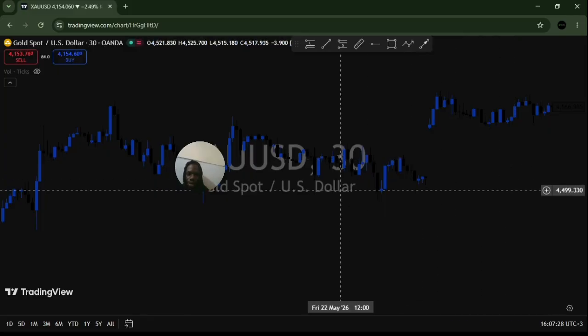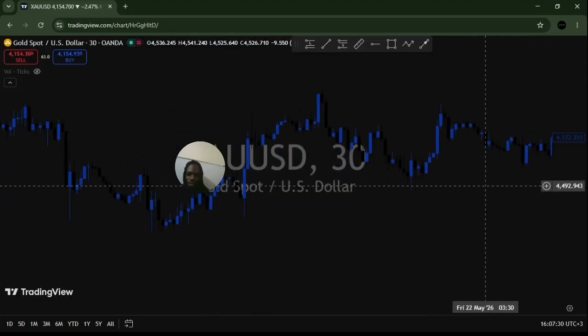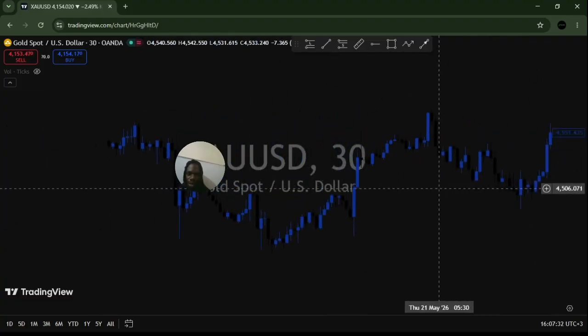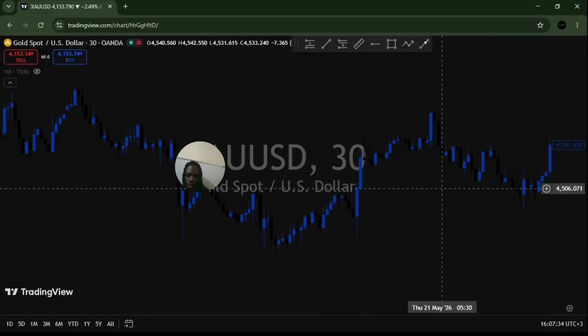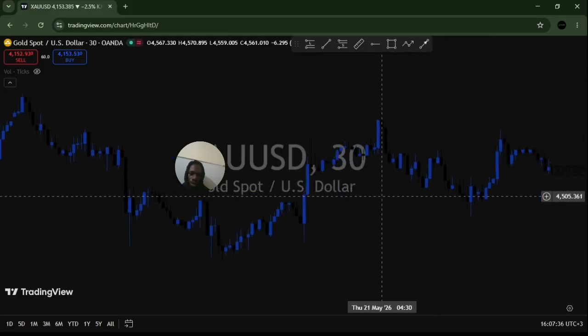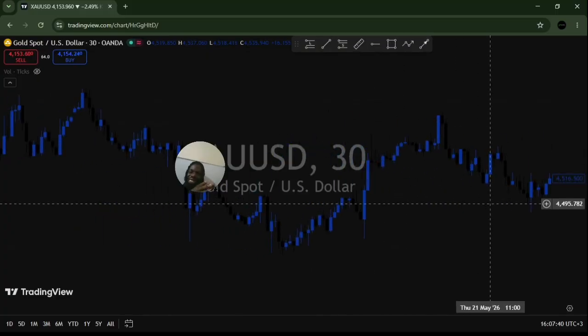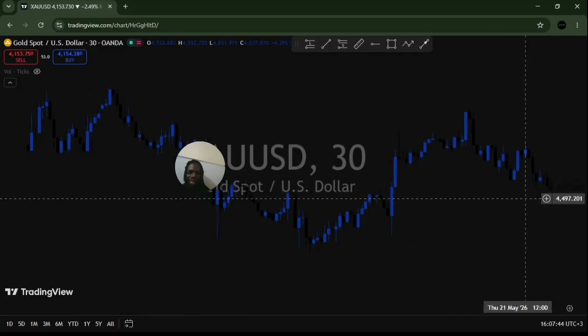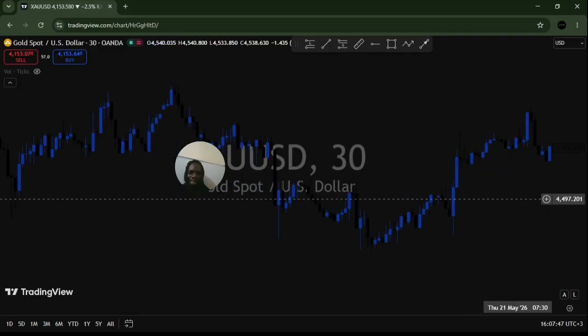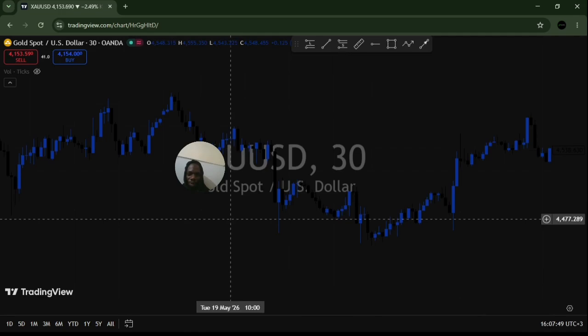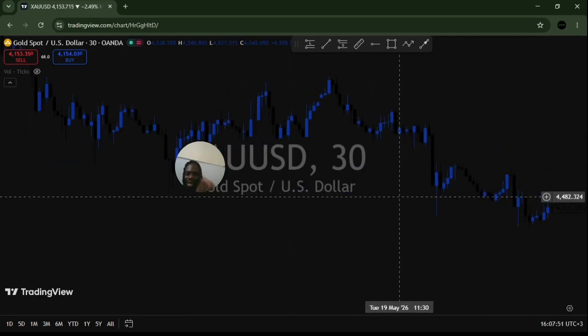So how many patterns have we talked about? Okay, so we saw a doji. Its work is that it is an indecision candle. Indecision means that buyers and sellers are equal. So the market has nowhere to go.